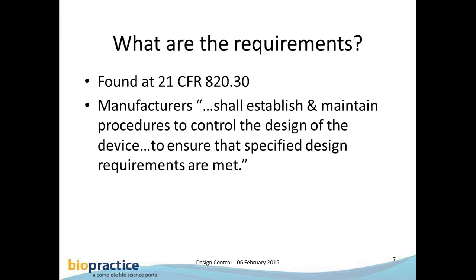The requirements for design control under U.S. FDA regulations are found at 21 CFR 820.30. CFR stands for the Code of Federal Regulations. 21 is Title 21 of that Code of Federal Regulations. That's where all of FDA's regulations are found. And the 800 to 1,000 parts have to do with medical devices. So the quality system requirements are found at Part 820, and the design controls are found at .30 of the 820 quality system regulations.